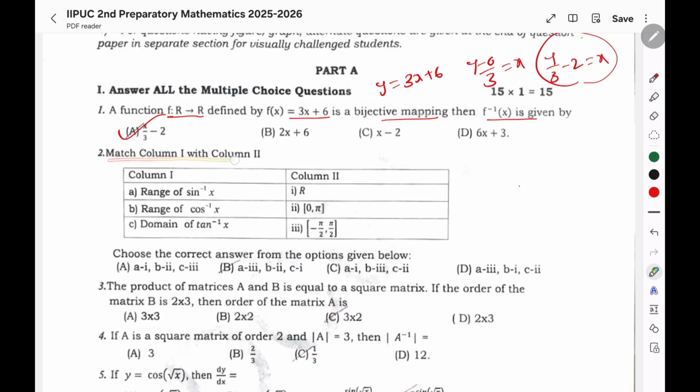Second question. Match the column 1 with column 2. You can see range of sin inverse x is minus pi by 2 to pi by 2. Range of cos inverse x, closed interval 0 to pi. Tan inverse x range is R. So by definition only the fifth option is correct.